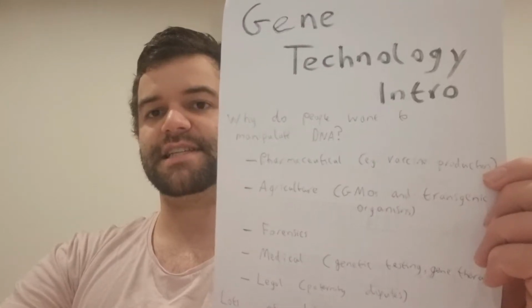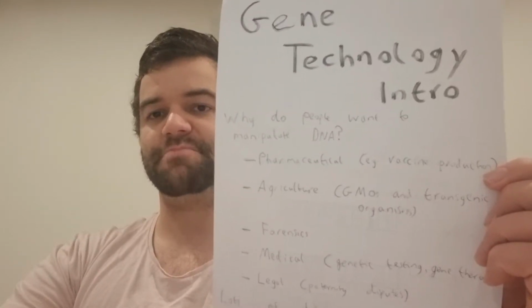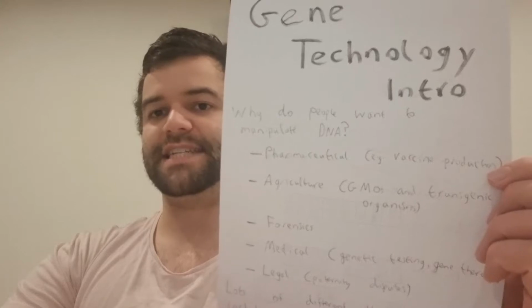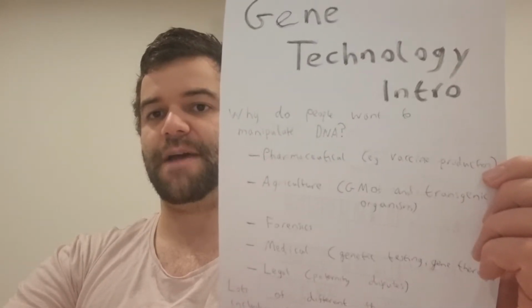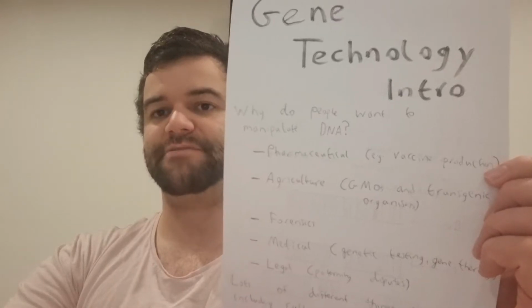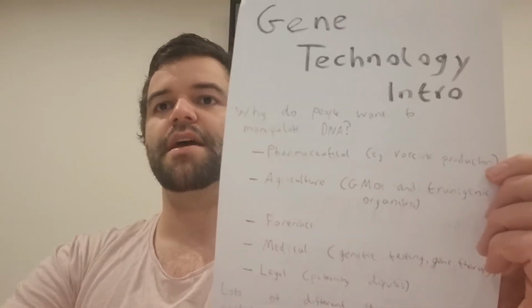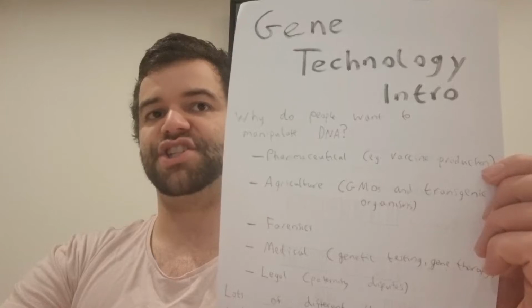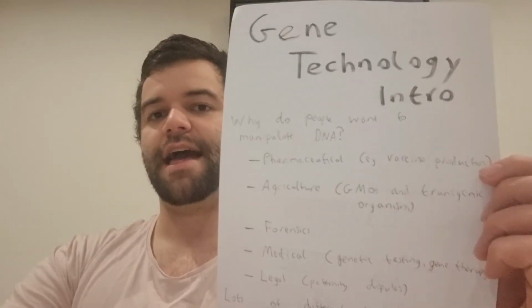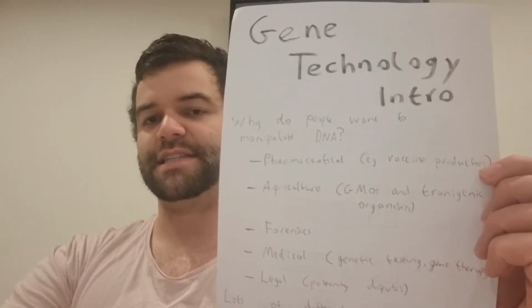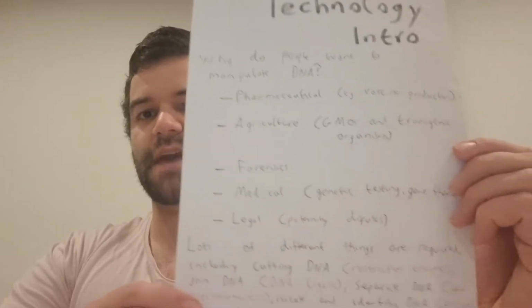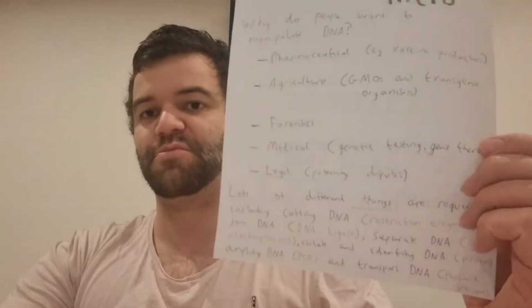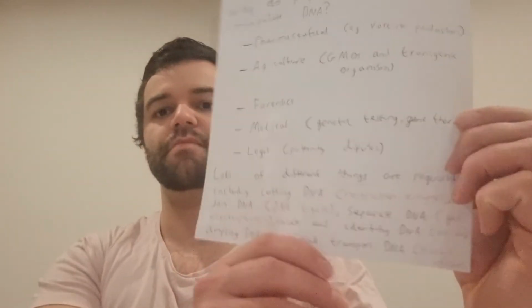There are forensics, so that includes crime scenes, identifying of dead bodies and stuff like that. That all relies on the ability to get lots of DNA from a small sample and analyze that. It includes medical reasons, such as gene therapy and genetic testing, and also legal things as well, such as paternity disputes. So all of those would be reasons we need to be able to do this.